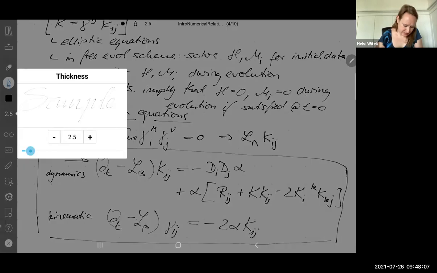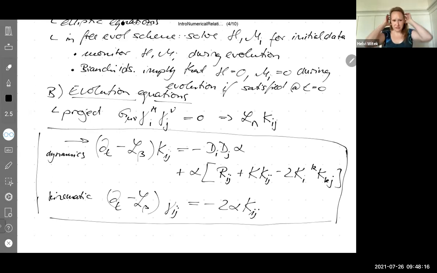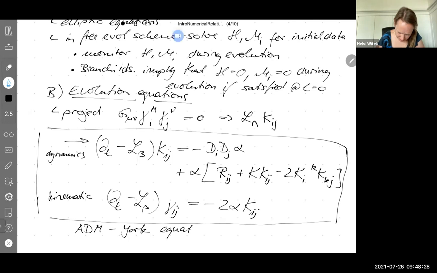In numerical relativity, we typically refer to these equations as ADM, so Arnowitt-Deser-Misner, or ADM-York equations. Just one note of caution. The original ADM equations were actually written down in terms of conjugate momenta. They can be related to the three-metric and extrinsic curvature that we have written down here. And I think we just refer to these equations typically as ADM or ADM-York equations in numerical relativity.